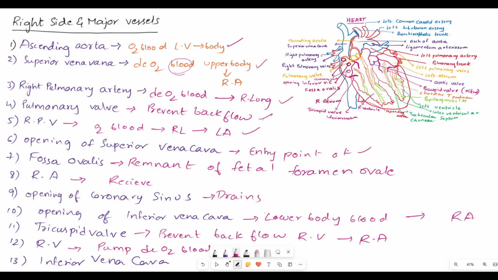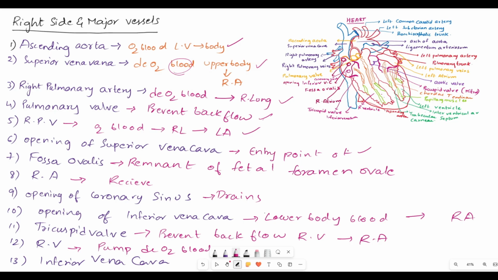Next one is the opening of the inferior vena cava. This will be allowing the lower body blood to enter into the right atrium. Then next one is the tricuspid valve, which will be preventing the backflow from the right ventricle to the right atrium. Next one is right ventricle, which will be helpful for pumping the deoxygenated blood to the lungs.